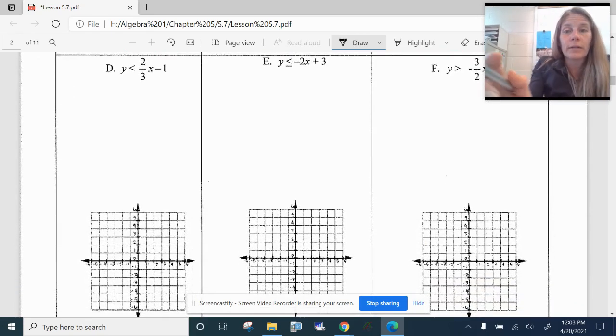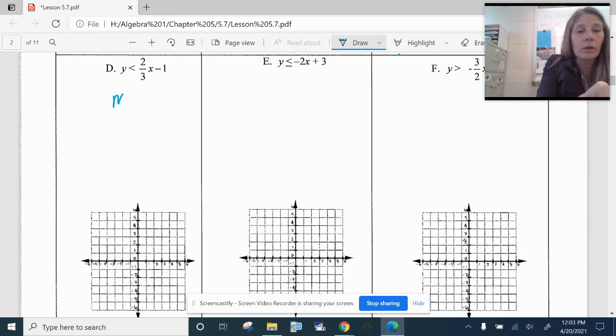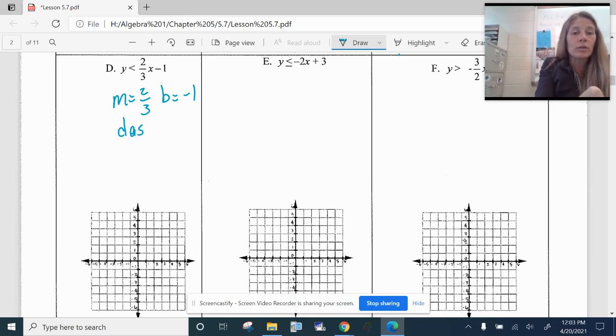All right, so if we take a look at example D, my slope is 2/3. My y-intercept is -1. I can see that this is going to be a dashed or dotted line because I do not have the equal to under my inequality.